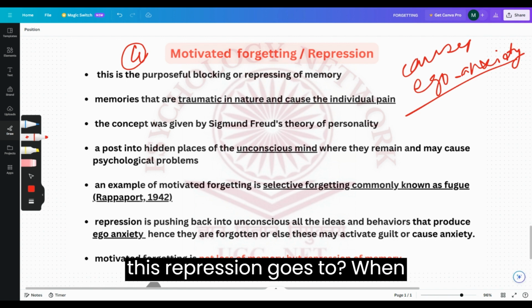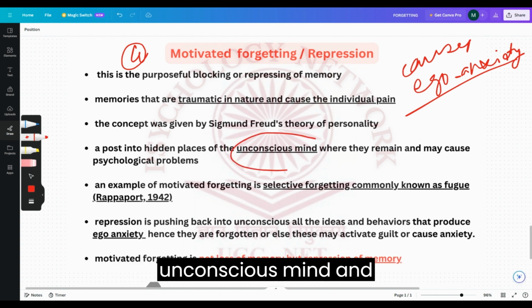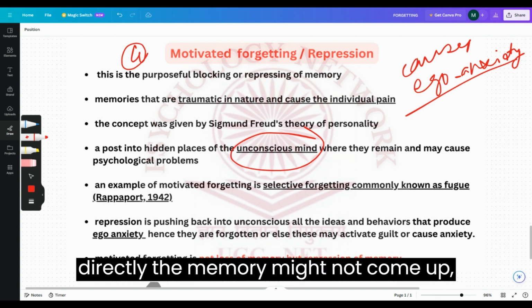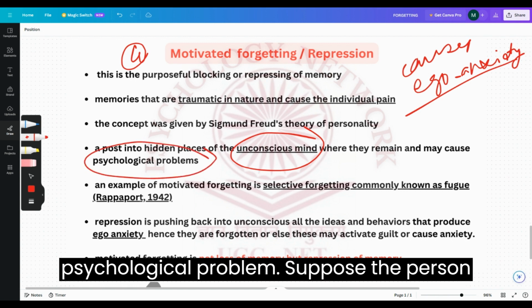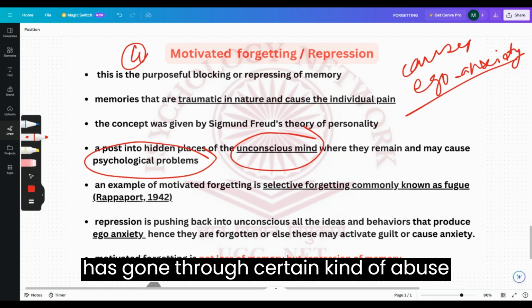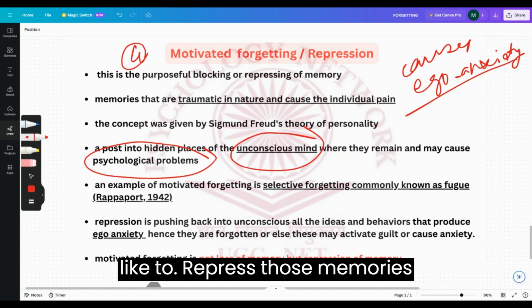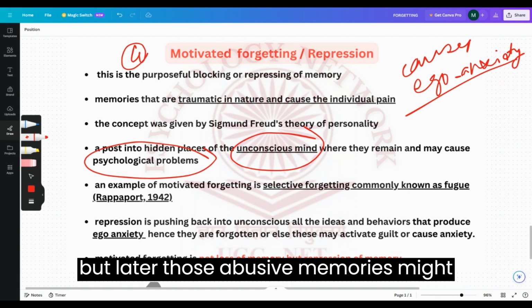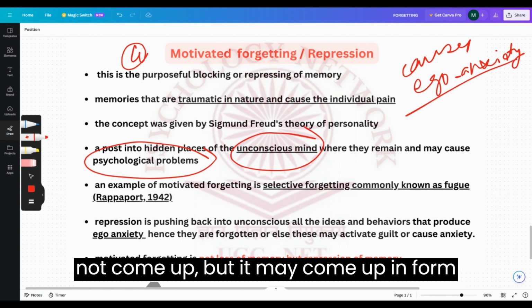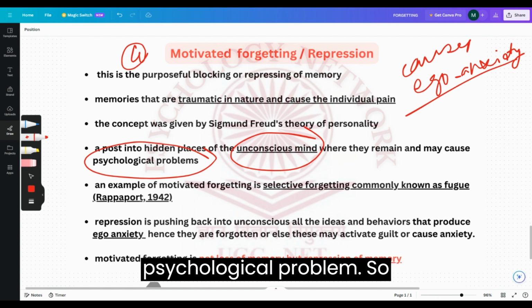Where does this repression go to? When repression happens, where does this information go? It goes to the unconscious mind, and directly the memory might not come up, but it may come up in the form of psychological problems. Suppose a person has gone through a certain kind of abuse throughout his childhood, so he would like to repress those memories for his own survival, his own safety. But later those abusive memories might not come up directly, but may come up in the form of depression or anxiety or any other psychological problem.